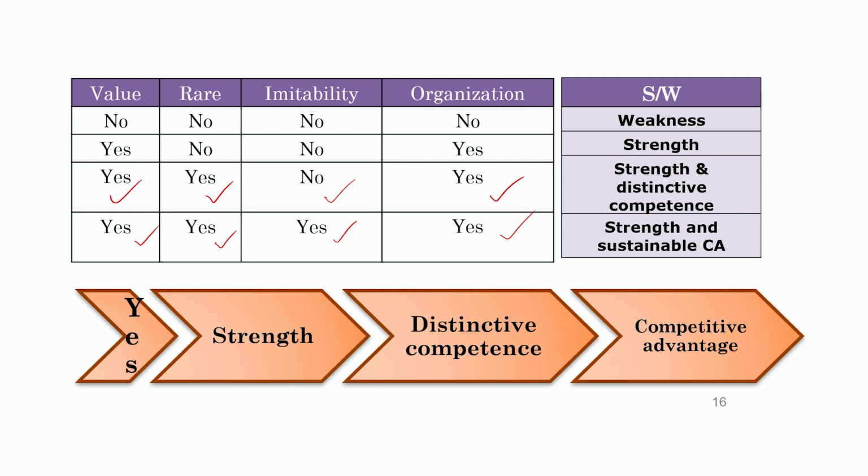So for a company, whenever you are doing the VRIO framework, you need to list down all your resources. You need to see whether that particular resource is a strength or weakness by evaluating the resources along 4 dimensions, that is V, R, I, O. If the answer to all the questions is yes, that resource will give you sustainable competitive advantage.